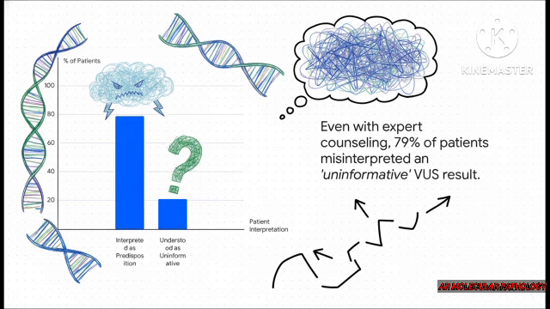I mean, look at this slide. It's pretty telling. In one study, even after expert genetic counselors carefully explained that a VUS result was uninformative, a staggering 79% of patients still walked away thinking it meant they had a genetic predisposition to cancer. That communication gap, it's a huge hurdle.